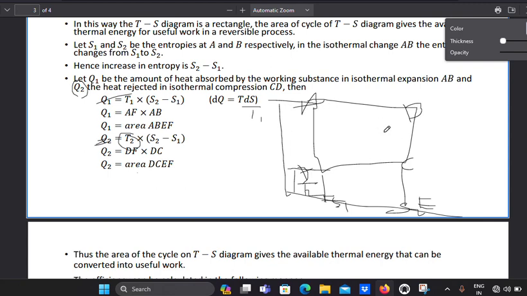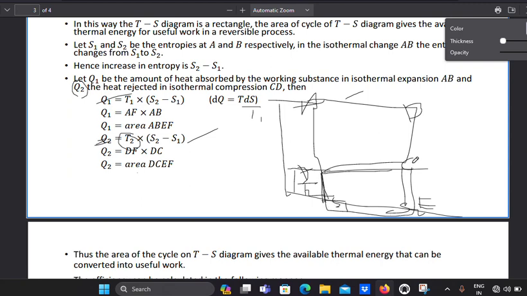Why am I not taking AB? AB is isothermal expansion. CD is isothermal compression, so it belongs to the isothermal compression. So that is why I am taking CD only. So CD or DC is a breadth and this is a length. Here breadth into length gives area.